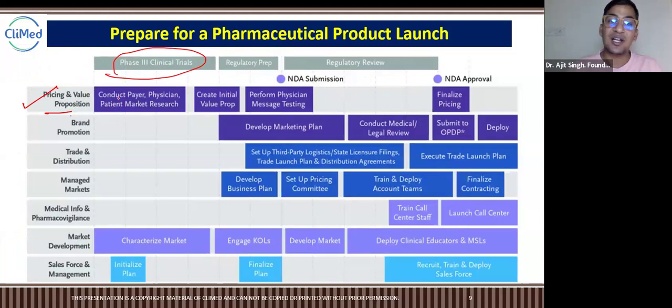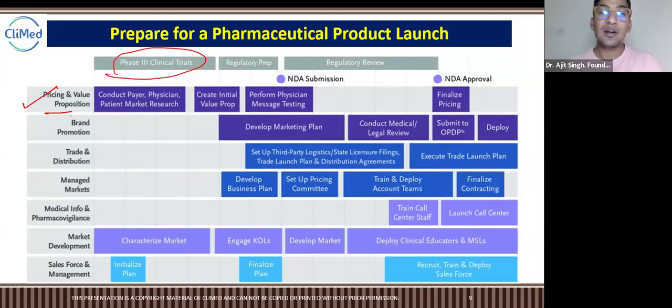When we are starting the phase 3 clinical trials, we have to think of the pricing of the drug and the value proposition. Value proposition means what exactly benefit we are giving to the public in the form of this drug, and in return, what we can take. That is estimated based on the clinical trial expenses, the work, the audience, and the estimated number of patients over the next 5 or 10 years.